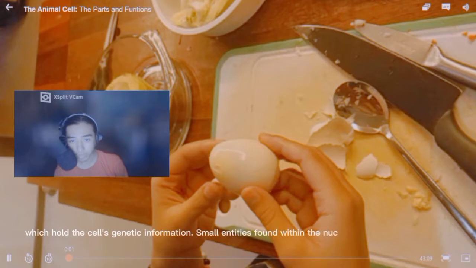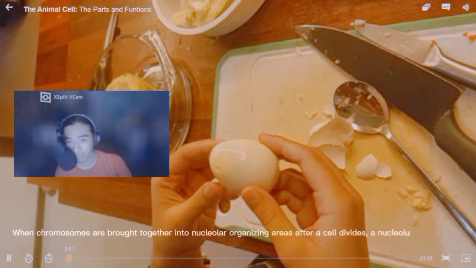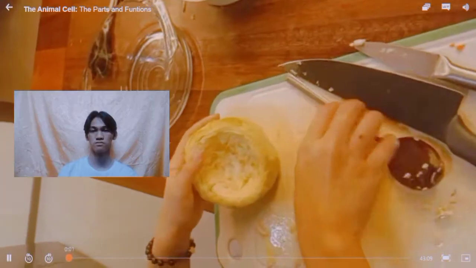Small entities found within the nucleus are known as nucleoli. The nucleolus is a membrane-free organelle within the nucleus that produces ribosomes, which are the cell's protein-producing structures. The nucleolus appears as a huge dark patch within the nucleus under a microscope. When chromosomes are brought together into nuclear organizing areas after a cell divides, a nucleolus is produced.